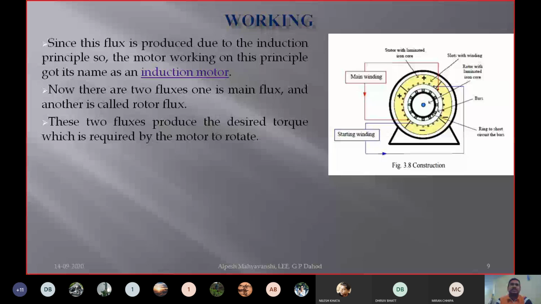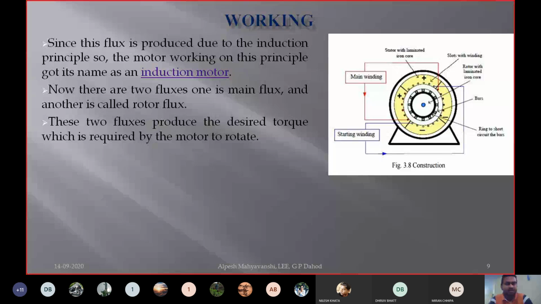Now there are two fluxes, one is the main flux and another is the rotor flux. In the stator we have a main flux, that is the stator flux. In the rotor we have a rotor flux. These two fluxes produce the desired torque which is required by the motor to rotate. So, stator flux and rotor flux.